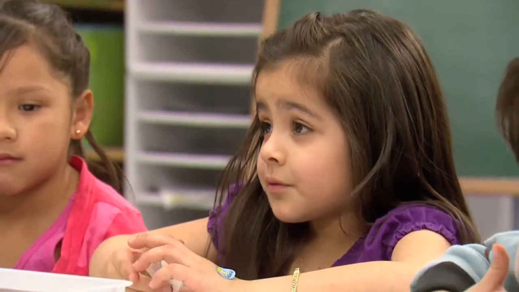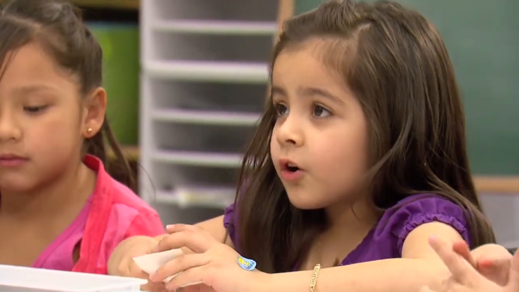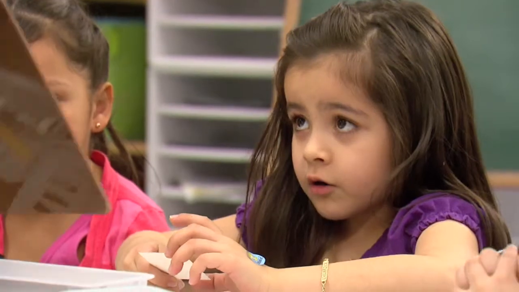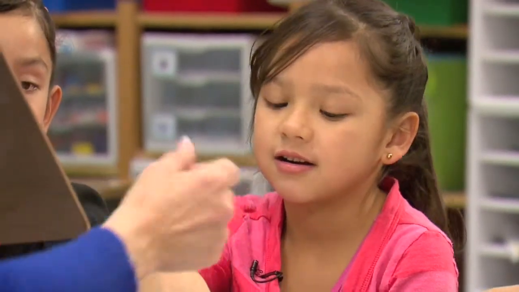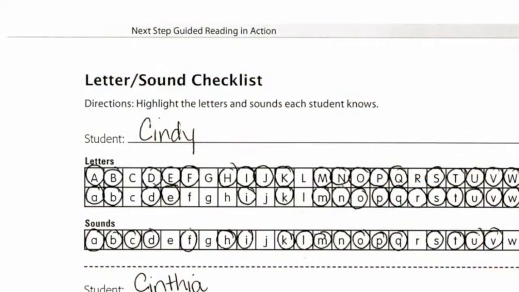letter. Green. And the sound? R. And the letter? R. Which one's R? As you work through the letters and sounds section of the lesson, keep track of students' discoveries.